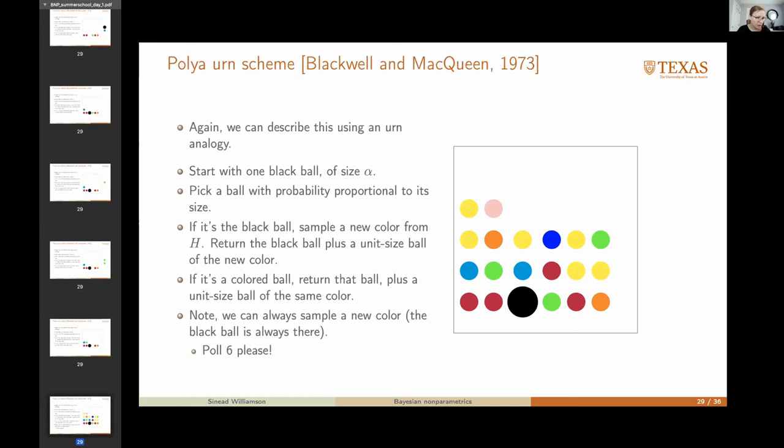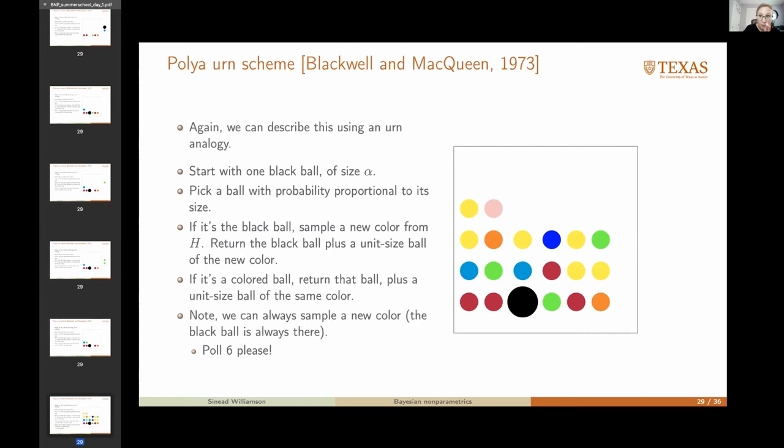Okay, so let's move on to a poll question on this. And the question is going to be, what's going to happen if I increase the size of that black ball? Am I going to get more or fewer unique colors in n samples? I have a question on this slide, which I'll come to after we've discussed this.